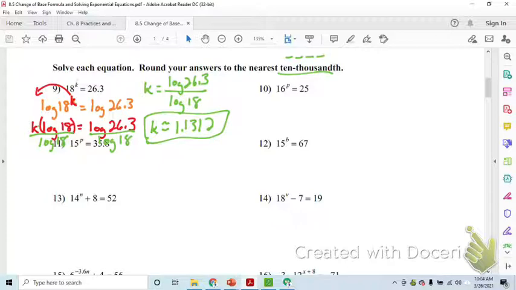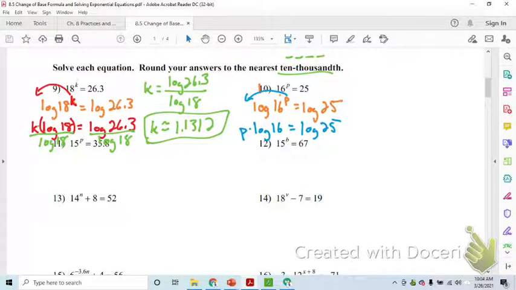You're going to do the same thing on number 10. On number 10, you're going to start by taking the number to the variable by itself. So we're going to take log of each side. So log 16 to the p is equal to log 25. Now, that p has to come out front. When you do that, it's p times log of 16 equals log of 25. So now, since these are being multiplied on the left side, what you're going to do is divide both sides by log of 16.